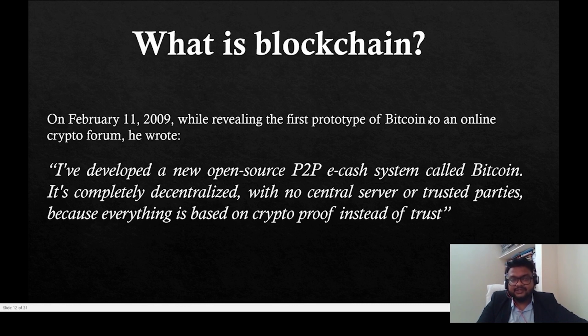Satoshi, while introducing the prototype of blockchain, wrote in a cryptography forum, "I have developed a new open source P2P cash system called Bitcoin. It is completely decentralized with no central server or trusted third parties, because everything is based on crypto proof instead of trust." So basically what he is telling is that the transaction will be happening cash to cash without any intermediaries. There is no need to trust any intermediaries.